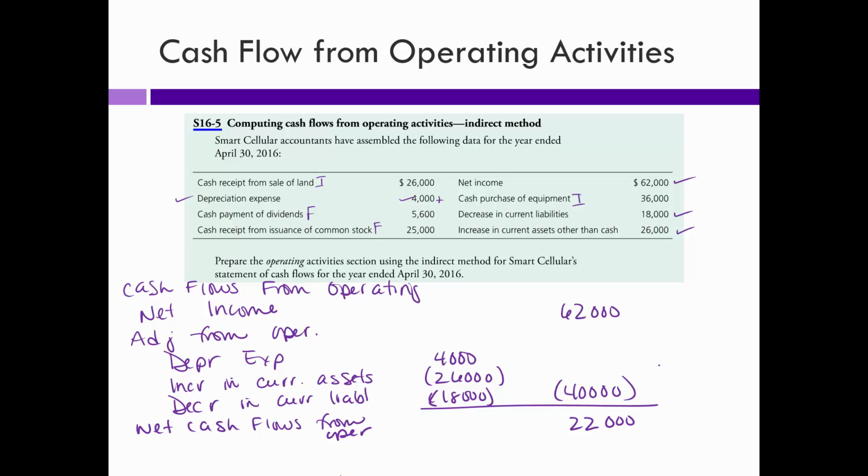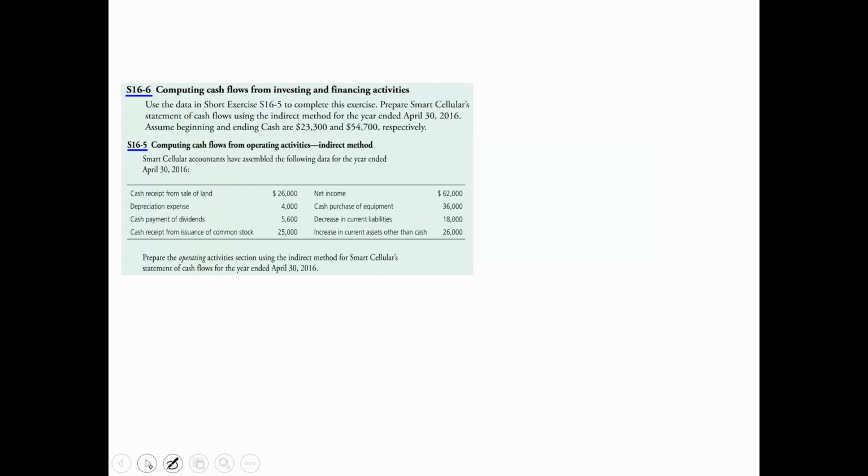So the next one I want to do kind of continues the same problem. Again, this is in the demo problem, so you can go along, but they want you to do the whole thing. So we essentially copy this and then add the investing and financing to it. So that's what I'm going to do here. I probably should just skip that first one, but we're going to keep going.